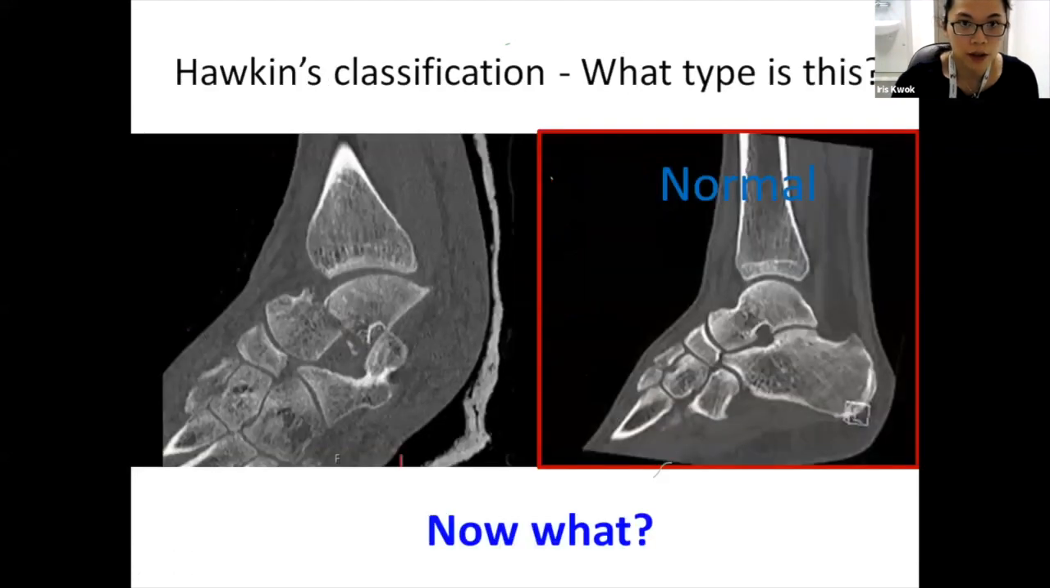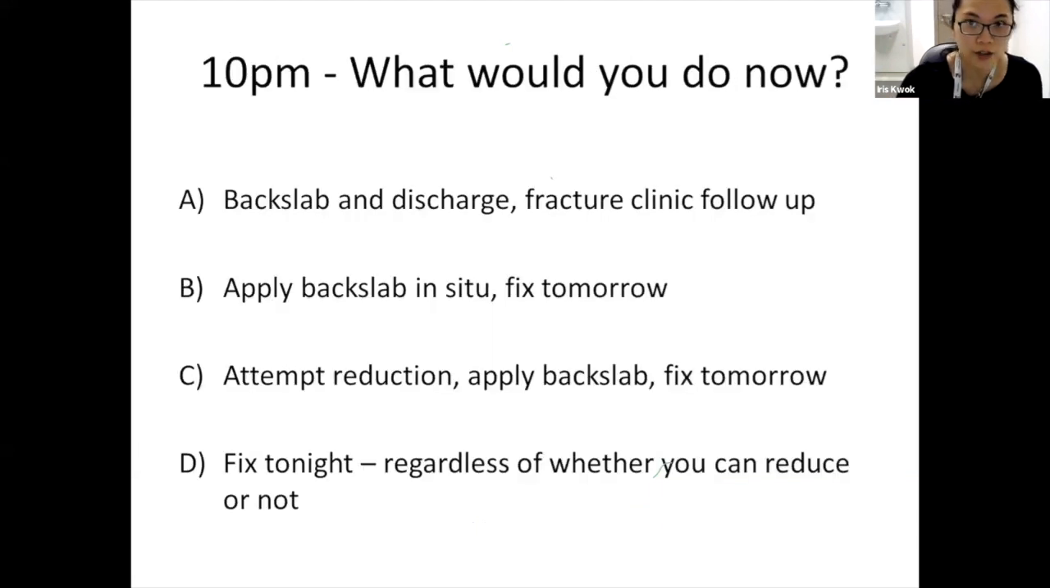Going back to our case, you can see a normal CT alongside the one that we've got. You can see that together with the talar neck fracture, the subtalar joint is definitely gone. It's not normal. So your ankle joint is still okay, your talonavicular joint is okay. So that's why this is a type 2. Okay, so back to your case. It's 10 p.m. at night, you're on call. So the question is, what are you going to do now?